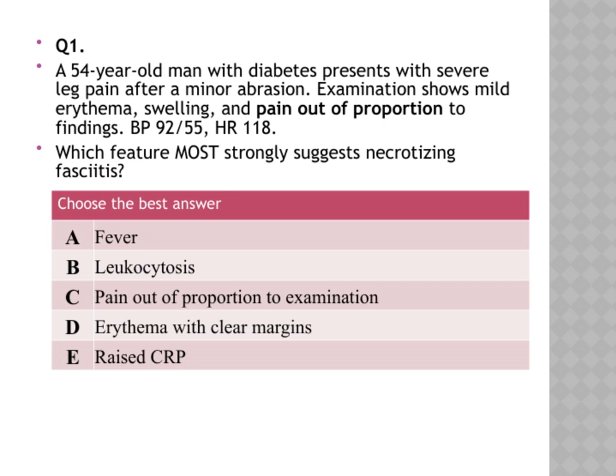Now, looking at the answer choices, fever and raised CRP are common in many infections but are less specific. Leukocytosis indicates infection, but isn't specific to necrotizing fasciitis. Erythema with clear margins suggests a less aggressive process, like cellulitis. The feature that most strongly points toward necrotizing fasciitis is actually pain out of proportion to the examination findings. This clinical clue helps us differentiate it from other less severe soft tissue infections. Recognizing this pattern is crucial because necrotizing fasciitis requires urgent surgical intervention.